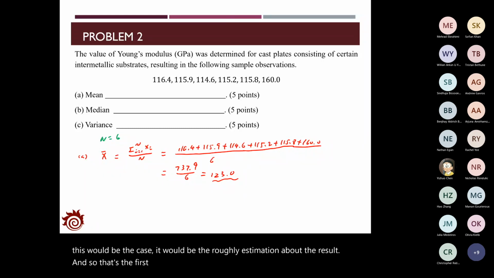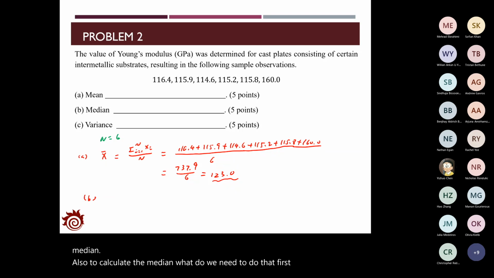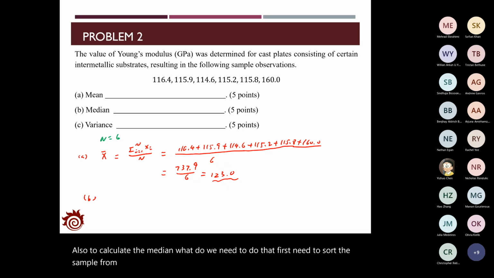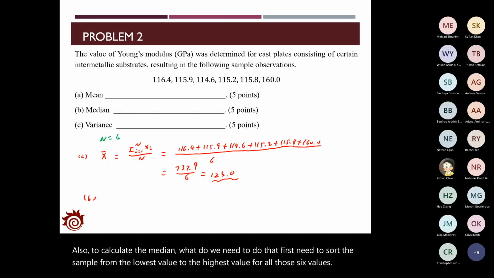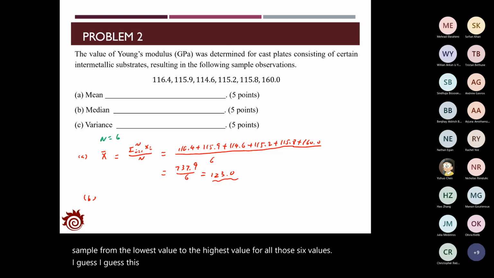And for the second problem, we want to find out the median. To calculate the median, we first need to sort the sample from the lowest value to the highest value, for all these 6 values.